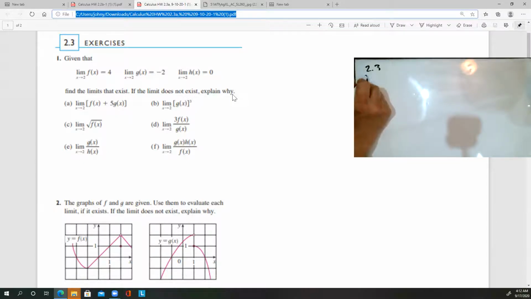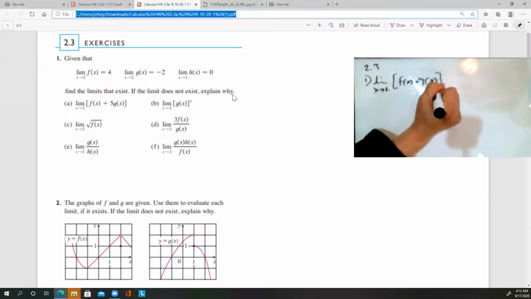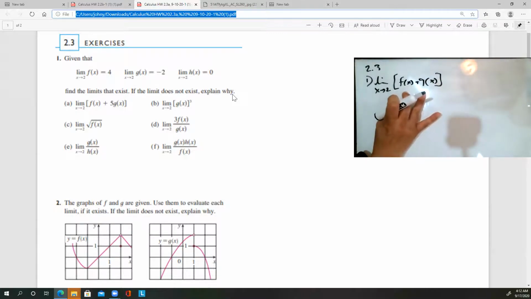1a. What's the limit as x approaches 2 of f of x plus g of x? Well, this is pretty simple. The limit of its sum becomes the sum of its limits. In other words, this becomes the limit as x approaches 2 of f of x. You basically just distribute the limit to both terms.